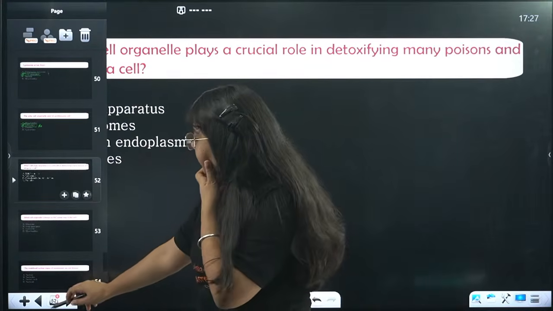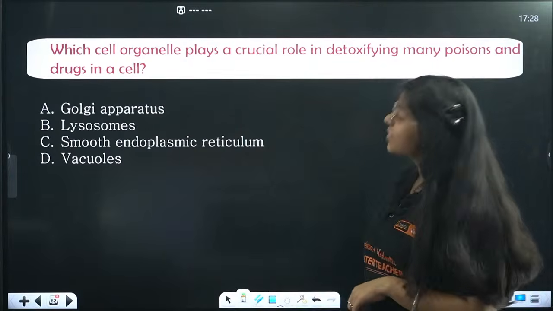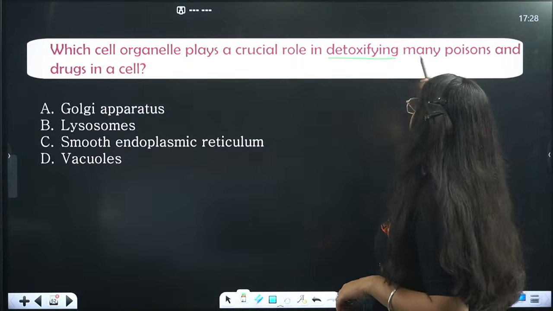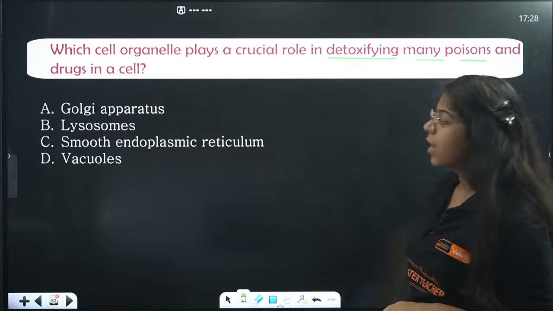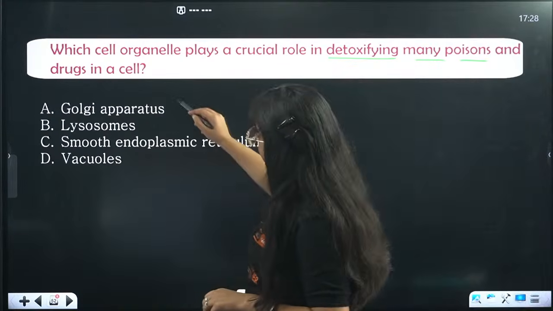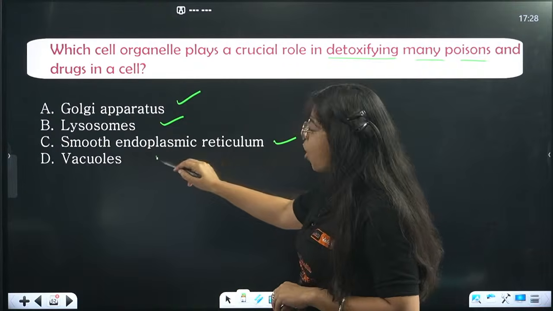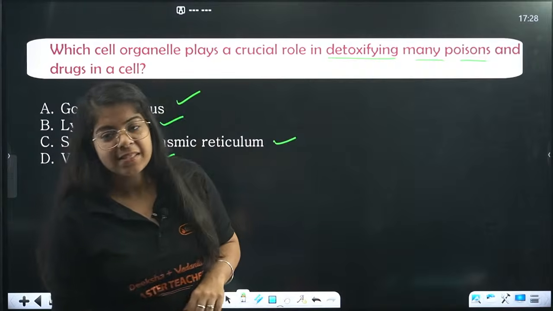Here it is. Which cell organelle plays a crucial role in detoxifying many poisons and drugs in a cell? We have Golgi apparatus, lysosomes, smooth endoplasmic reticulum, or vacuoles. Which of these?